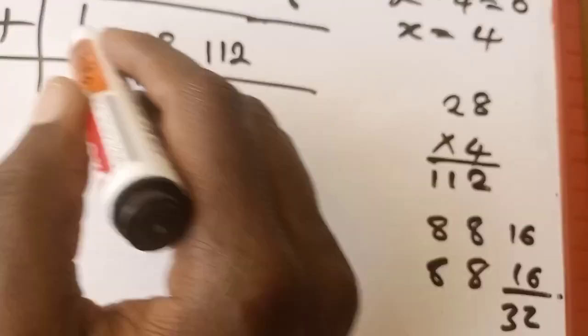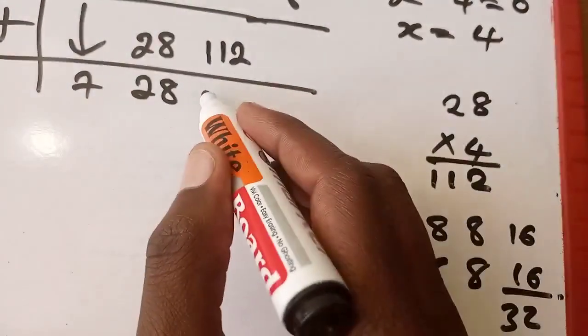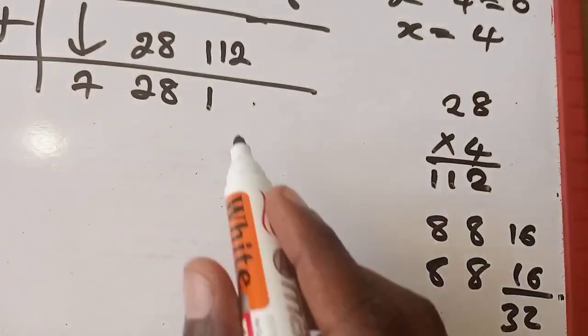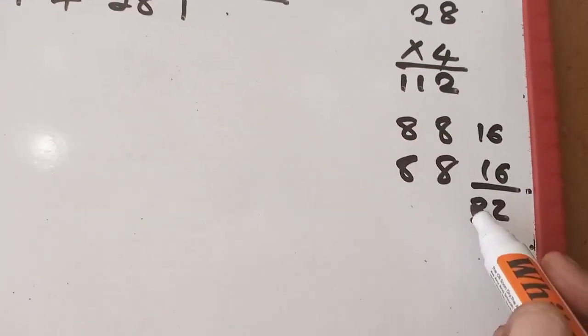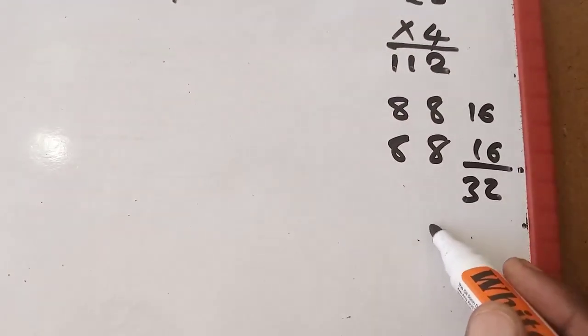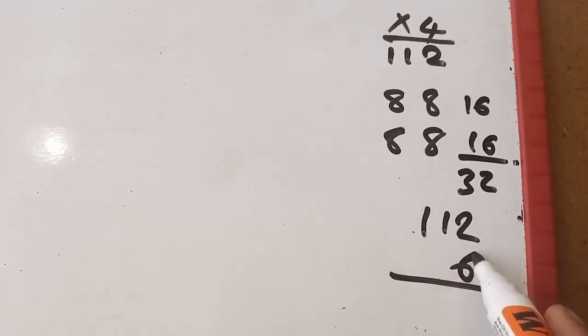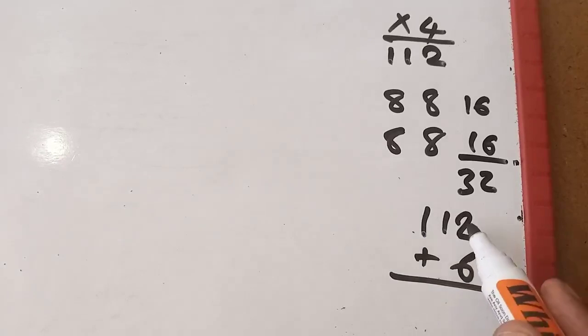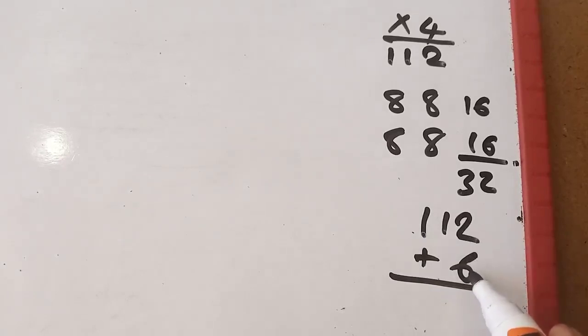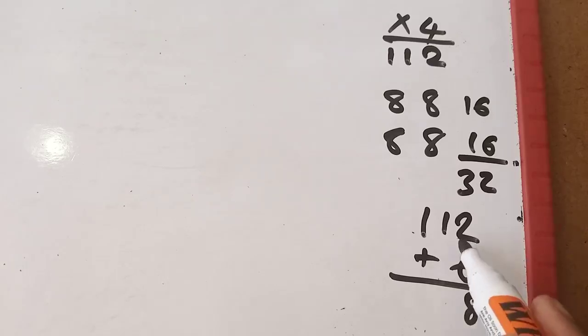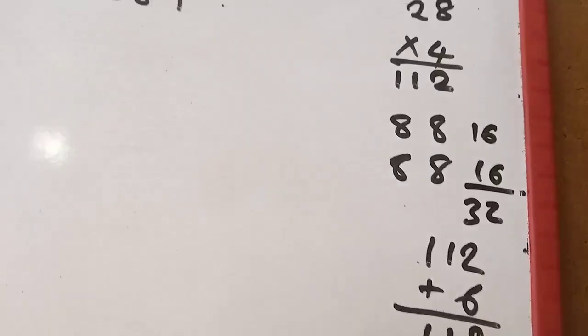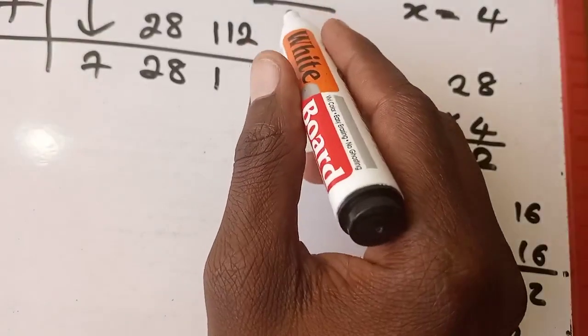Then 6 plus 112. You do it like this: 6 plus 2 is 8. You put 8, then 1, 1, like that. So you put what? Here.